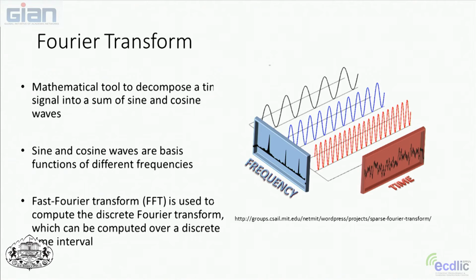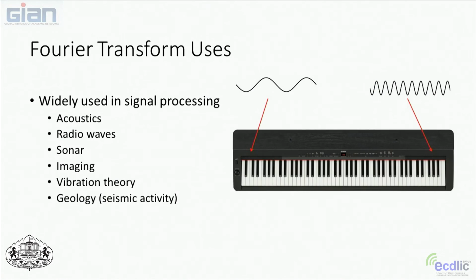And you saw that the Fourier transform can be a difficult calculation. So somebody came up with this fast Fourier transform, which can be used to compute a discrete Fourier transform pretty quickly.